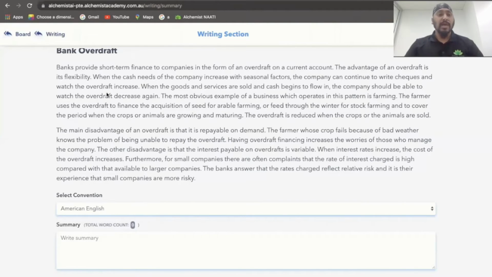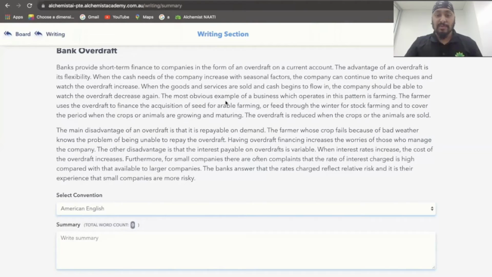So it says over here, banks provide short-term finance to companies in the form of an overdraft on a current account. The advantage of an overdraft is its flexibility. Fair enough. When the cash needs of the company increases with seasonal factors, the company can continue to write checks and watch the overdraft increase. When the goods and services are sold and cash begins to flow in, the company should be able to watch the overdraft decrease again. All right, so this is where the flexibility is. They were saying it is flexible. So the flexibility is explained in these 2 sentences.